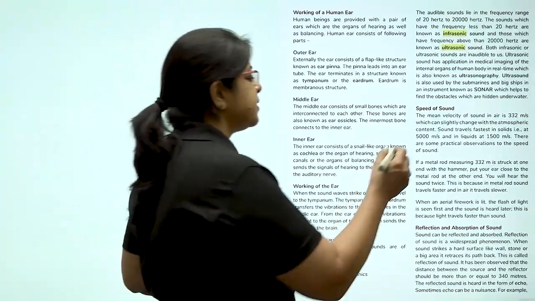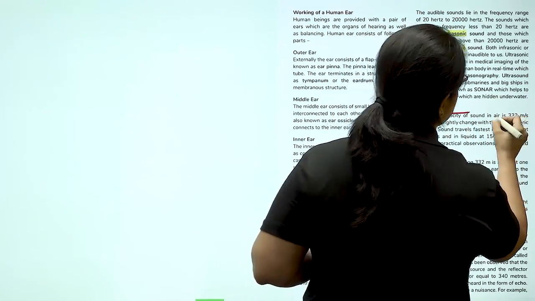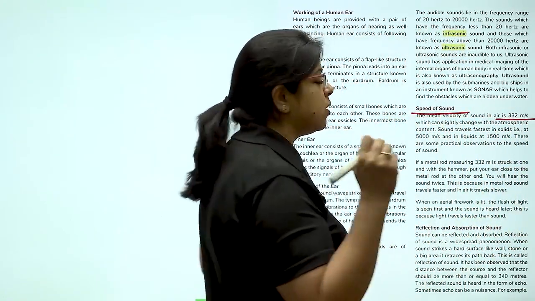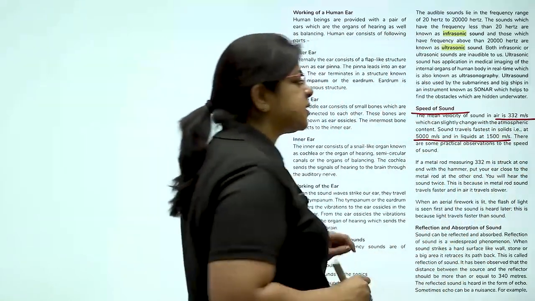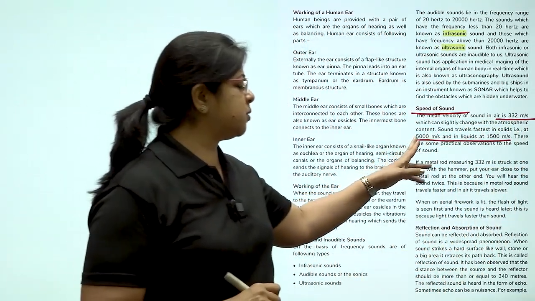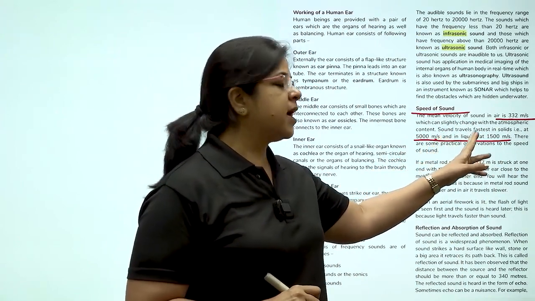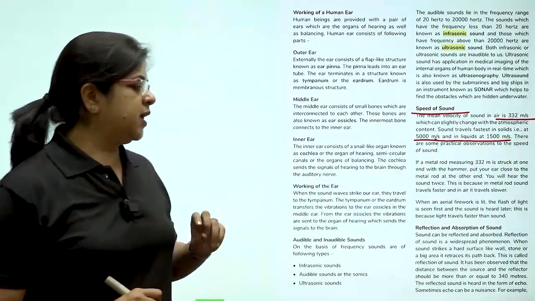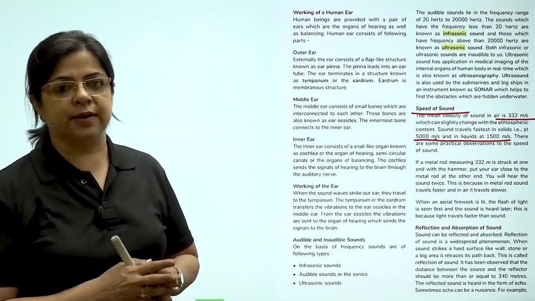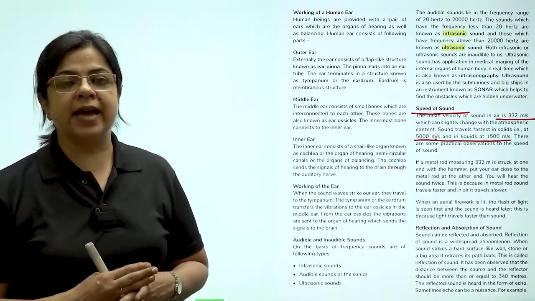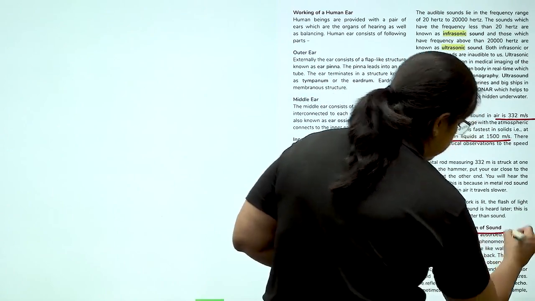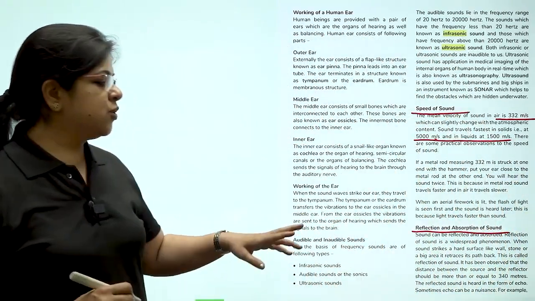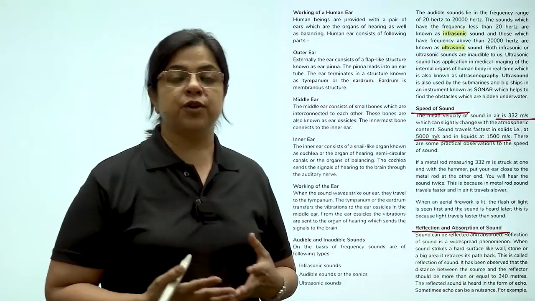Now let's understand the speed of sound. The speed of sound in air is 332 meter per second, and it can travel fastest in solids at a speed of about 5,000 meter per second and in liquids at about 1,500 meters per second. Children, just like light, sound is also reflected and absorbed. And reflection of sound is a widespread phenomenon.